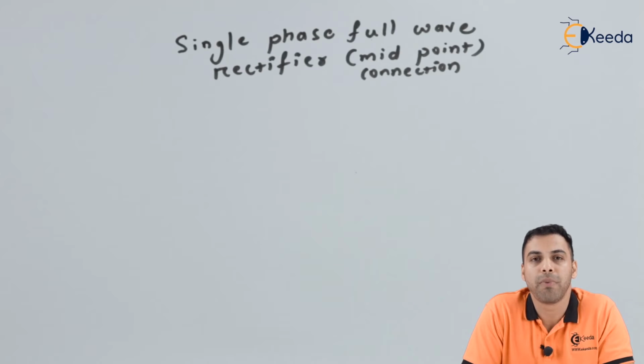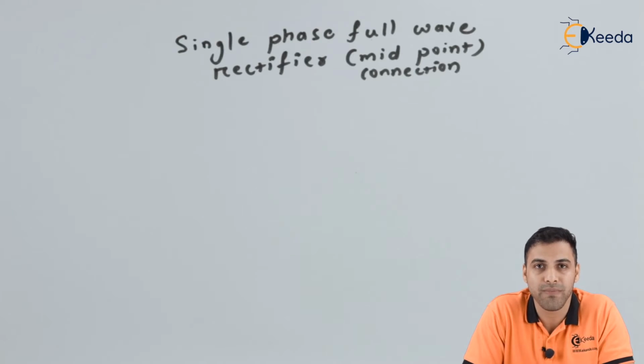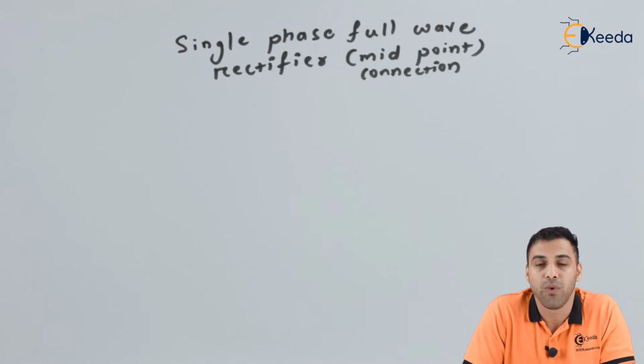Friends, as we all know about a single phase full wave rectifier for only a resistive load, we all saw how the waveform varies and how the voltage and the current appear across the output load resistor. So today we are going to discuss what happens in case of a resistive and inductive load.